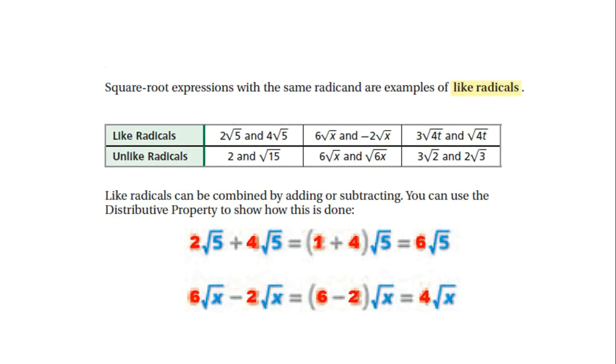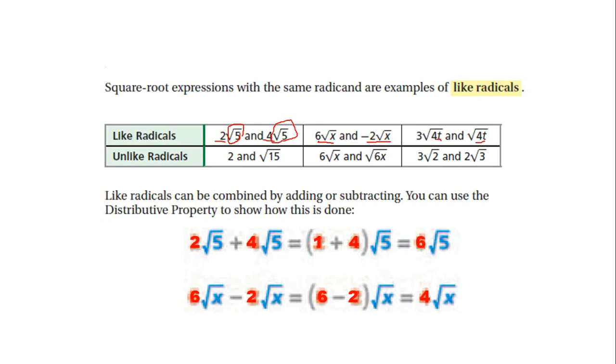Like radicals, for example, 2 radical 5 and 4 radical 5. The coefficients are different, but the root itself is the same. The next one, 6 radical x and negative 2 radical x. The coefficients are different, but the roots are exactly the same. The third one, as you can see here, 3 radical 40 and radical 40. Inside the root, it is exactly the same. They must be exactly the same.